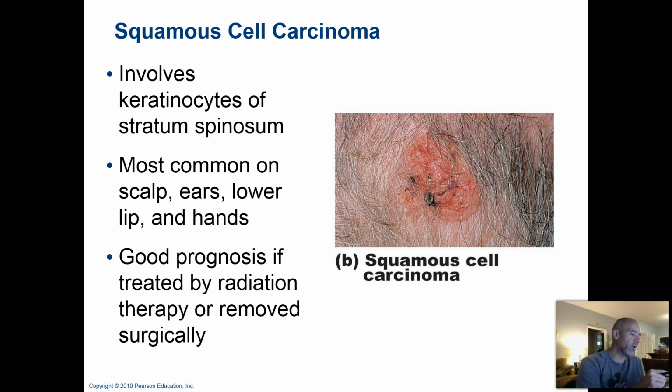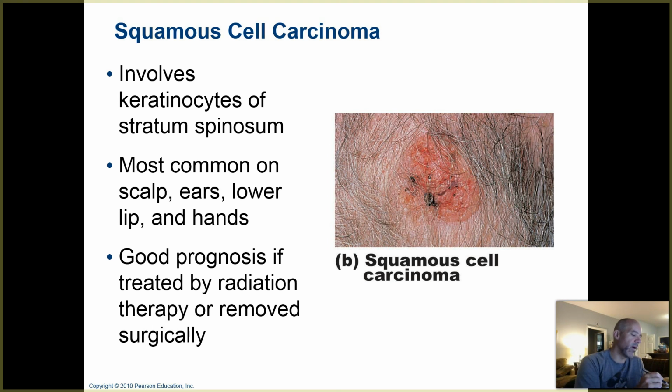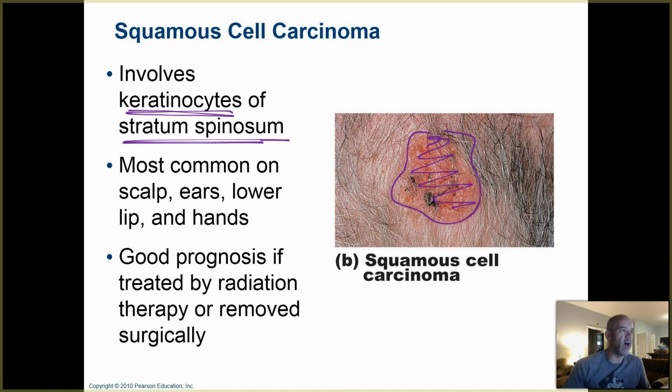All right, squamous cell carcinoma, as I just mentioned, develops when keratinocytes in the stratum spinosum begin to divide in an out of control manner. These are more dangerous than basal cell carcinomas. They can look like a patch on the skin that might get kind of dry and scaly. Typically found, you can see there, on the scalp and the ears, lower lips, and the hands. And generally they'll treat these with radiation.